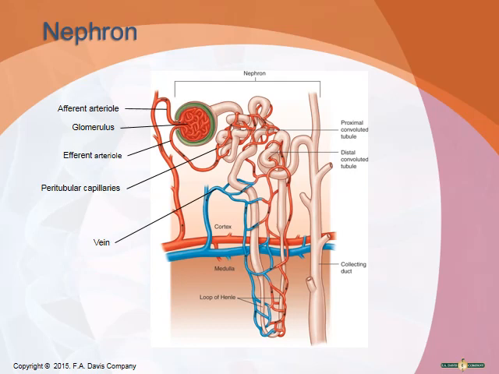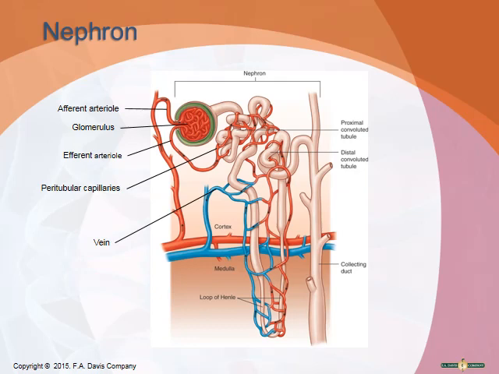As far as renal circulation goes, you should know that from the renal artery, smaller, smaller, smaller, to arterioles, we have the afferent arteriole that brings blood to the glomerulus. The glomerulus is just a bundle of capillaries. And from the glomerulus, we have the efferent arteriole.